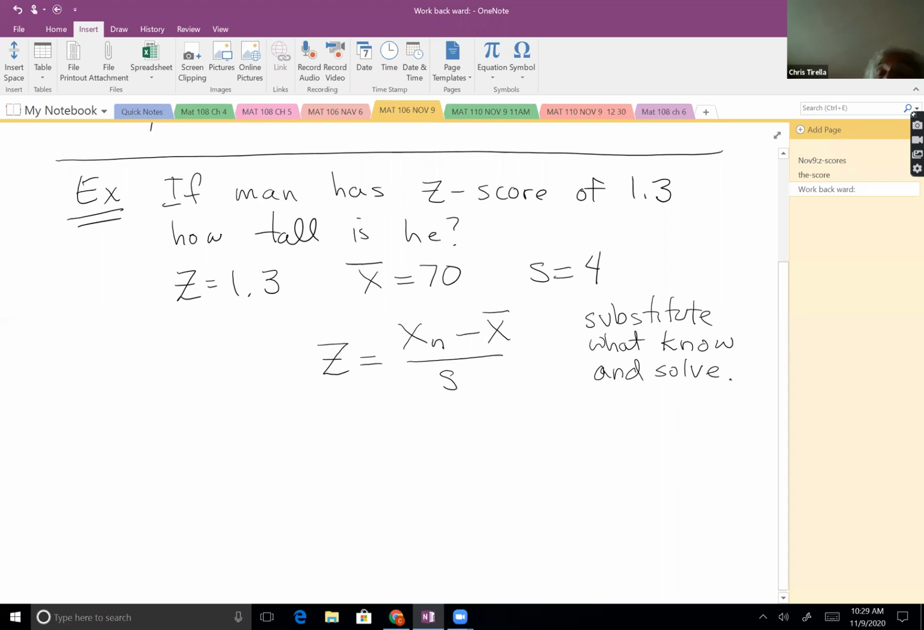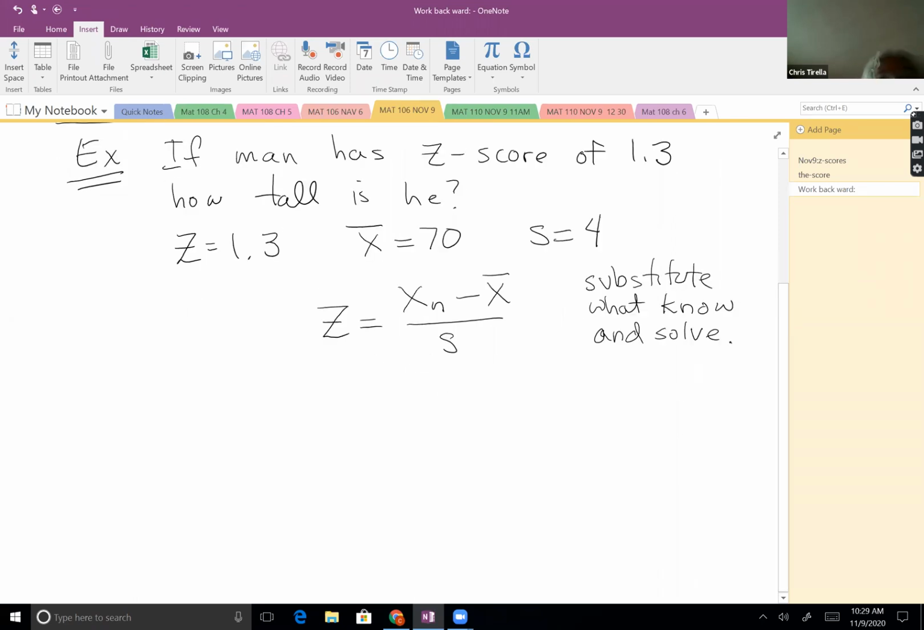So what does that mean? The z-score is 1.3. The data value we don't know. The mean is 70, and the standard deviation is 3.